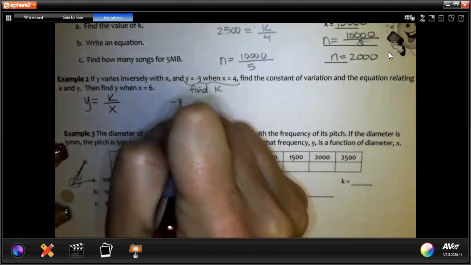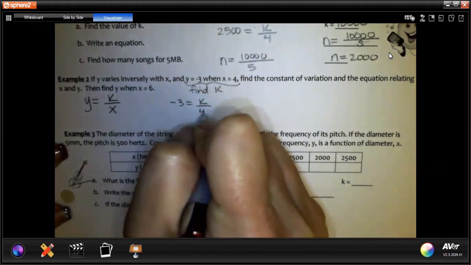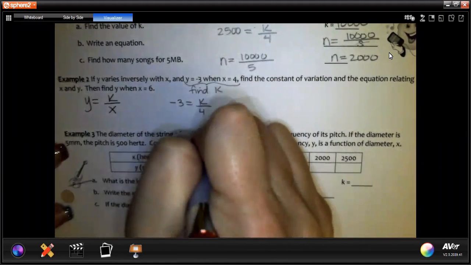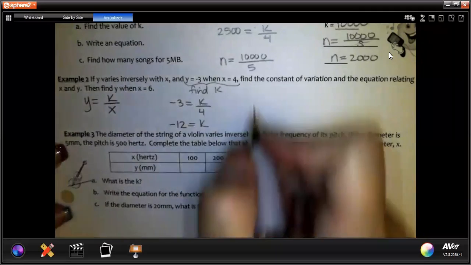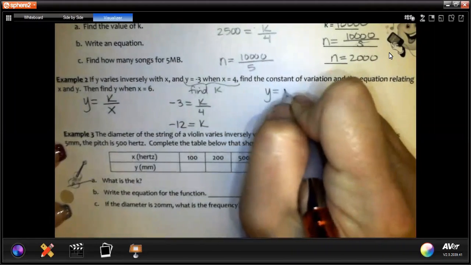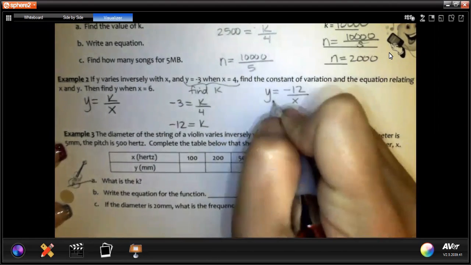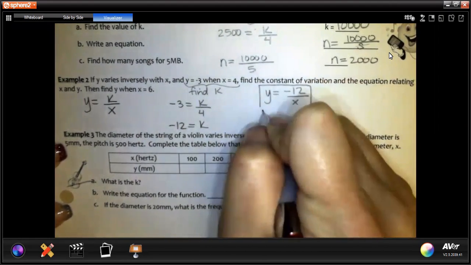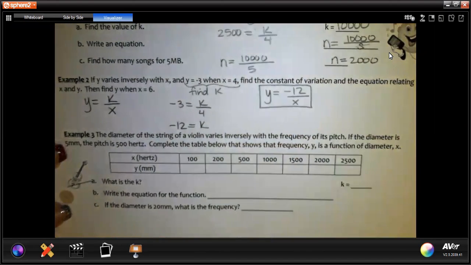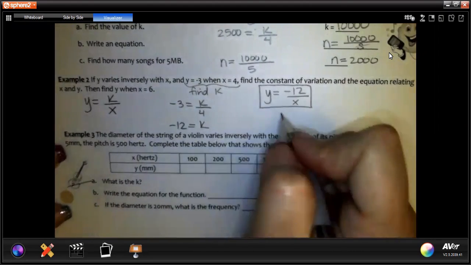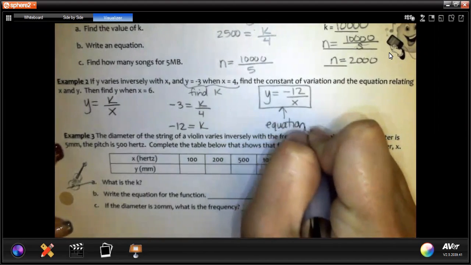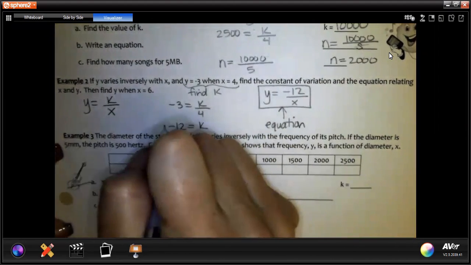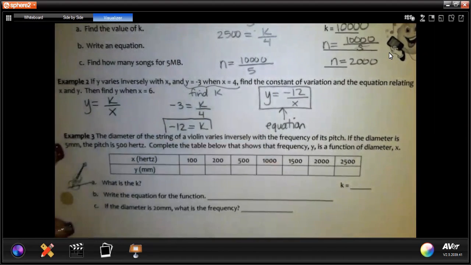So we get -3 is equal to K over 4. We multiply to find that K. Now we can write our equation. So our equation is -12 divided by x. And in problem situations, that constant of variation is going to be positive. In this case, because it's just a math equation, we just threw numbers out there for you. If they were asking for the equation, here is what you would write. That is the equation. If they are asking for the constant of variation, this is what you would answer.